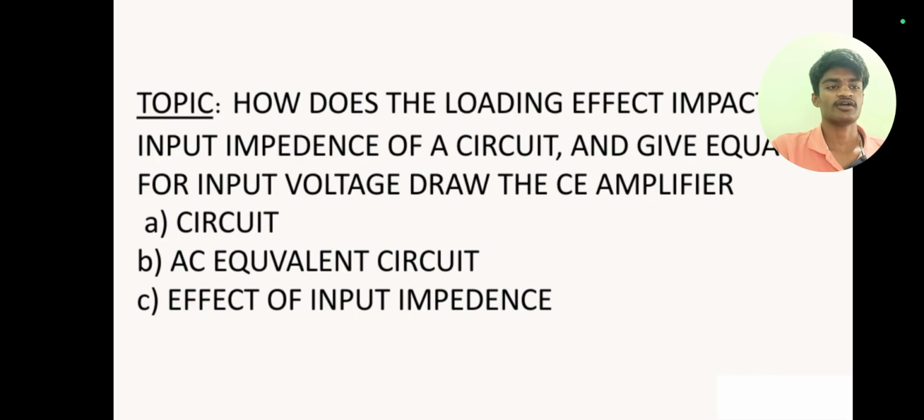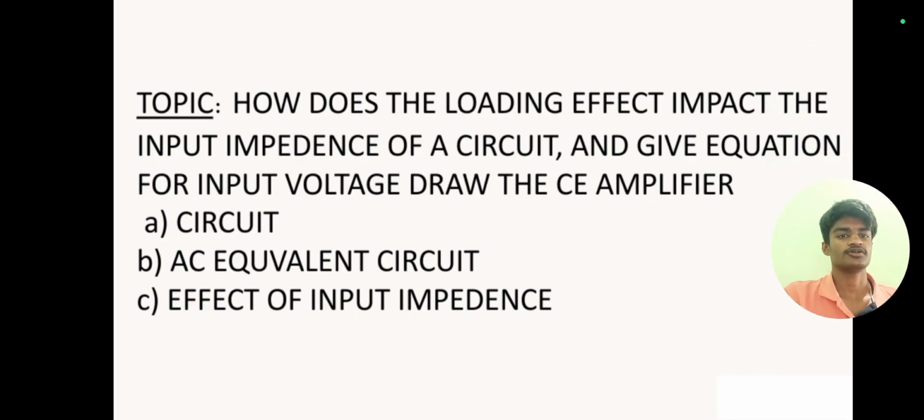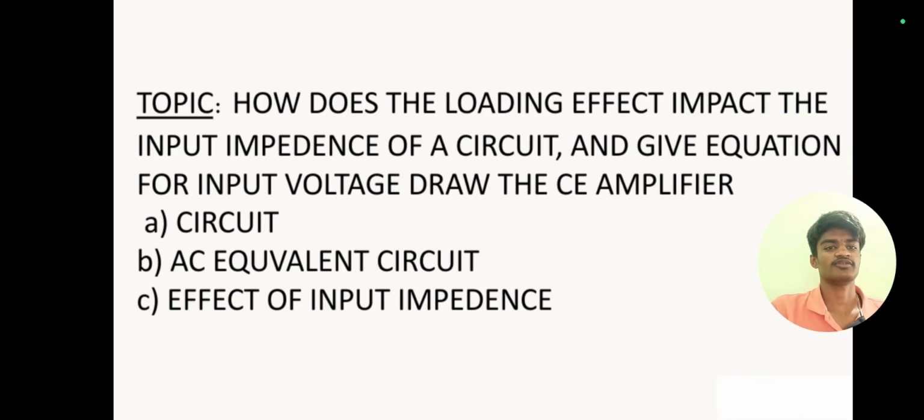In this video we are going to study how the loading effect impacts the input impedance of a circuit, and give the equation for input voltage. Draw the common emitter amplifier circuit, the AC equivalent circuit, and the effect on input impedance.